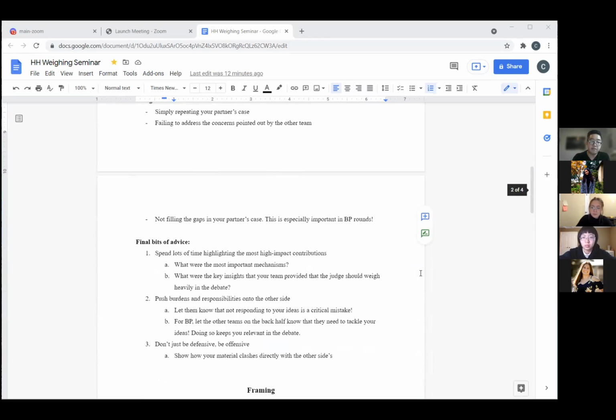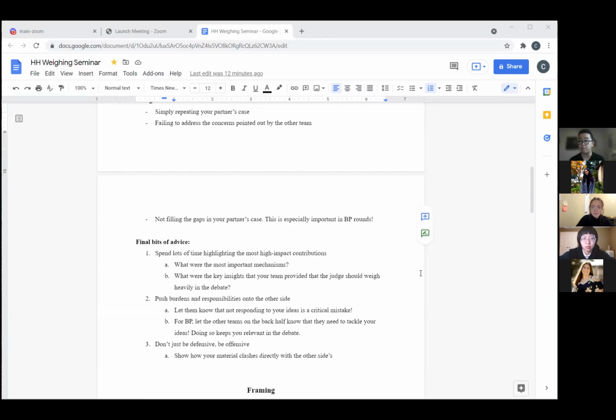So final bits of advice regarding reconstruction specifically: spend lots of time highlighting the most high impact contributions. What were the most important mechanisms you provided? What were the key insights that your team provided that the judge should weigh heavily in the debate? And you want to push burdens and responsibilities onto the other side as well. Let them know that not responding to your ideas is a critical mistake. For BP, let the other teams on the back half know that they need to tackle your ideas.